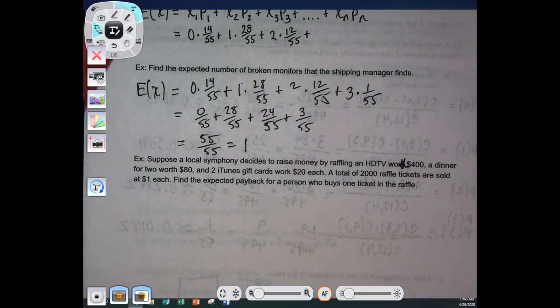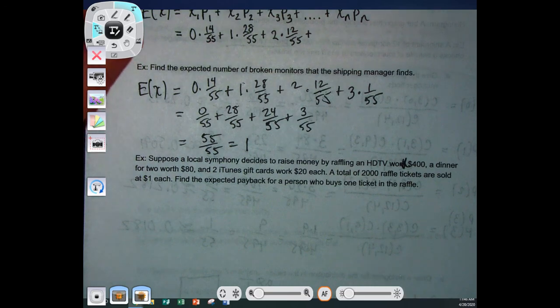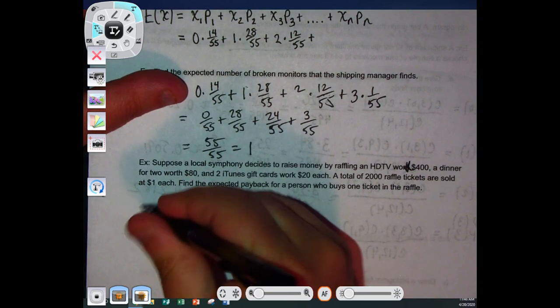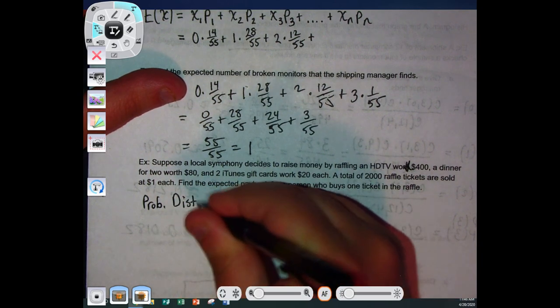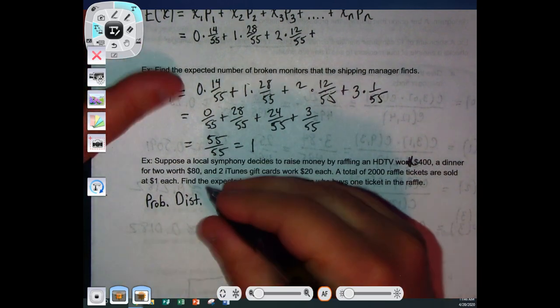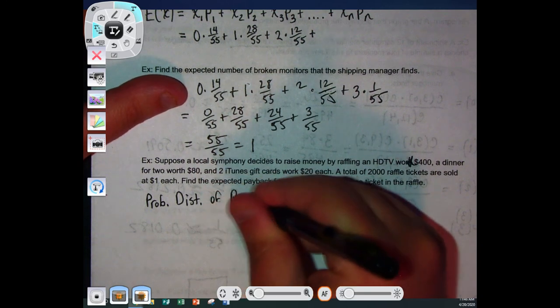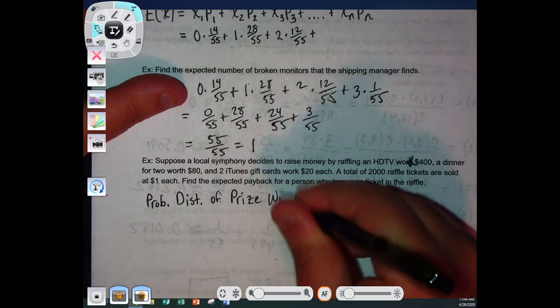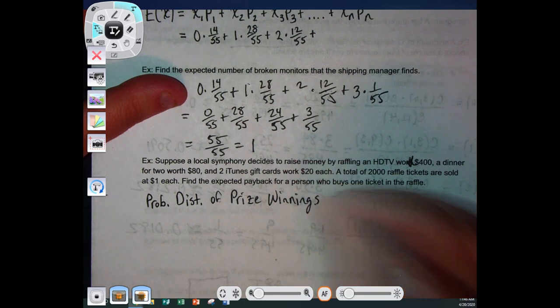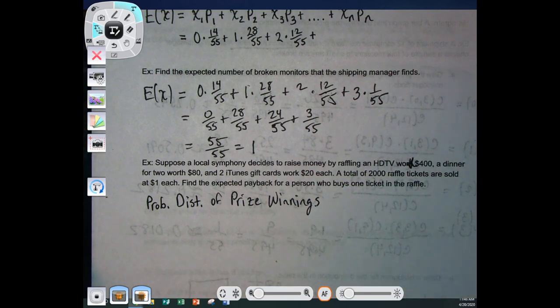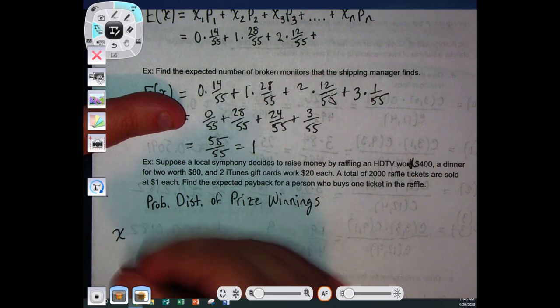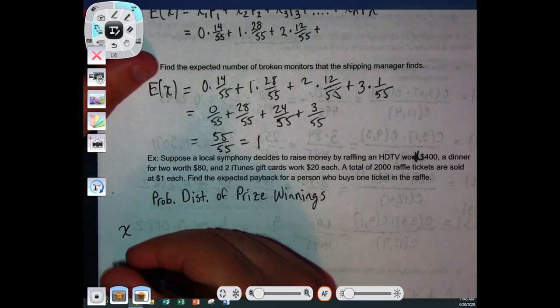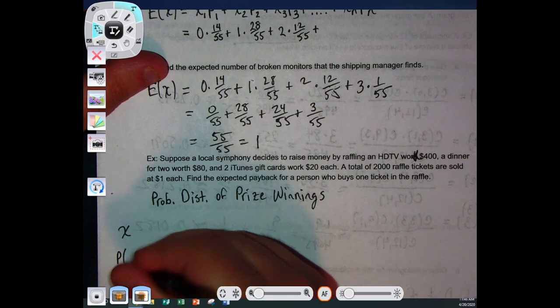Okay, so in this case, we have to look at the probability distribution. So I'm going to create a probability distribution of prize winnings to help me answer this question. And I'm going to assign each of these a random variable. So we have our x, and we have our p of x, our probability.